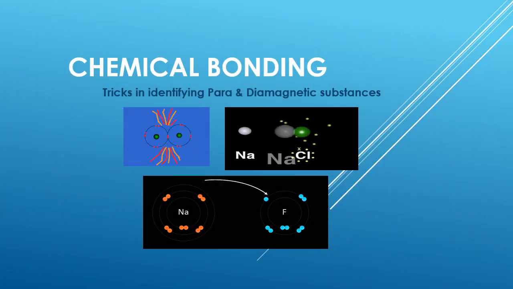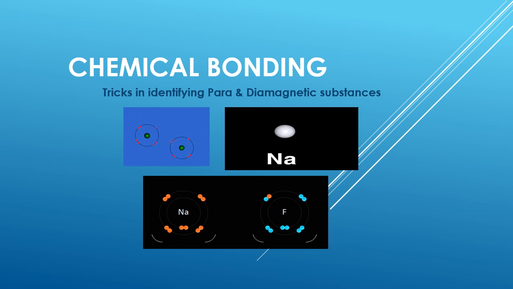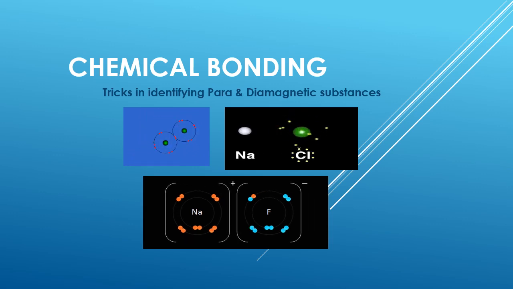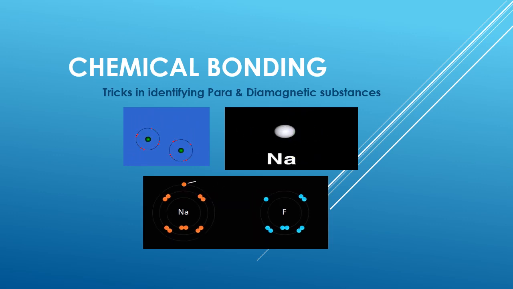Hello my dear students. In this video I am going to tell you amazing tricks in identifying para and diamagnetic substances from the chapter Chemical Bonding.